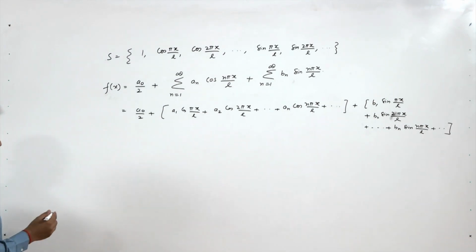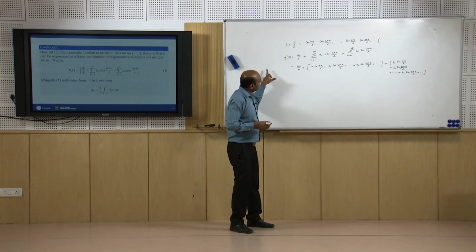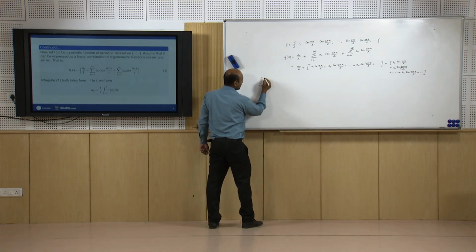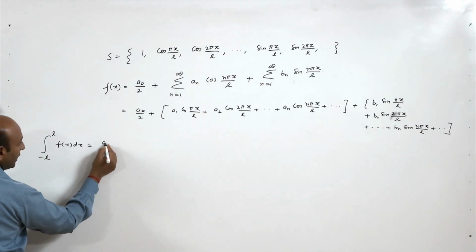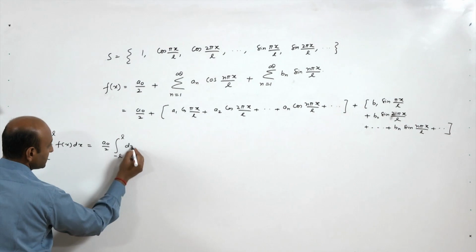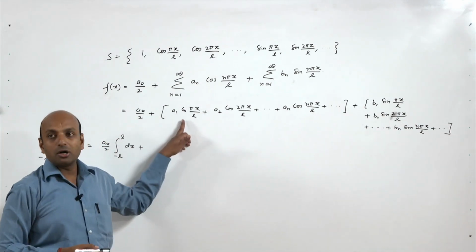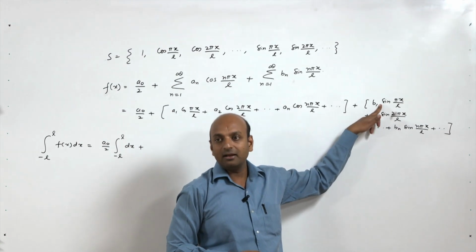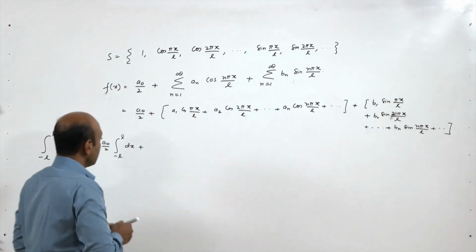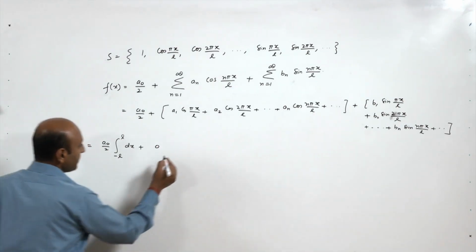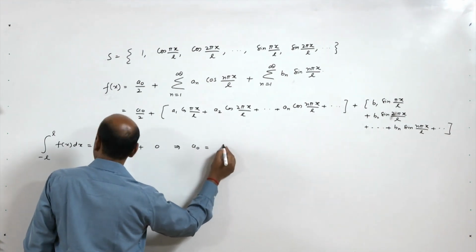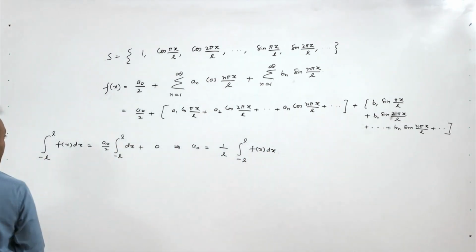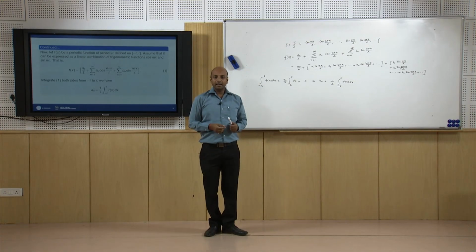Okay. Now, to find out the value of a naught, let us integrate both sides from minus L to plus L. On this side, integral from minus L to L of f x dx is equal to a naught by 2 times integral minus L to plus L dx plus, now integral minus L to L cos n pi x by L for every n is 0, and integral minus L to L sin n pi x by L dx is 0 for any n. So, these are all 0. This implies a naught is 1 by L times integral minus L to L f x dx. That is how we can compute a naught.